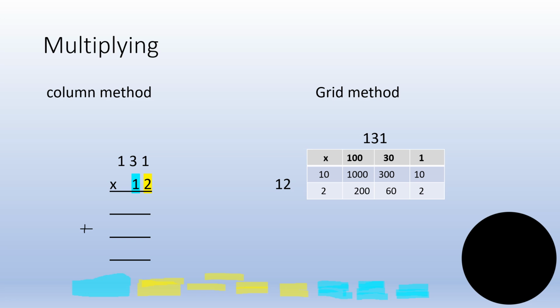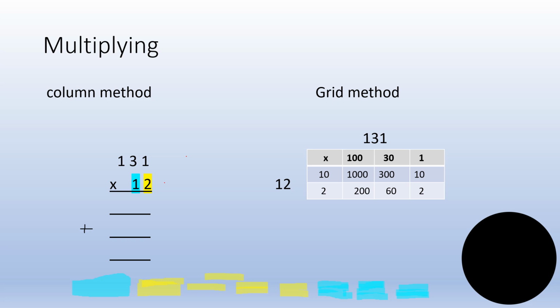I've got some colours here. I've got the highlighted blue and yellow just to highlight my answers so that you can see where the answers have come from once the sum develops. So the first thing I'm interested in is the yellow 2 there in the units column. I need to multiply the whole of the top number by that 2 units.